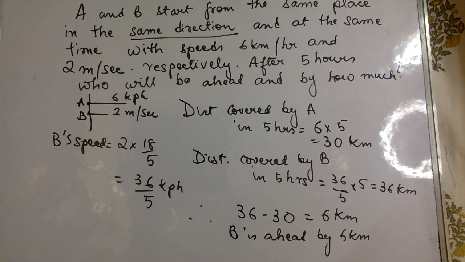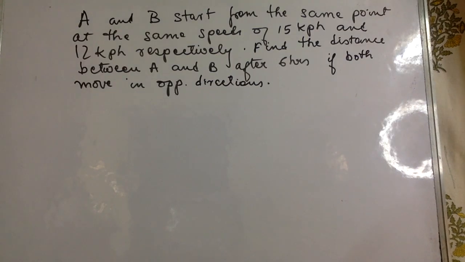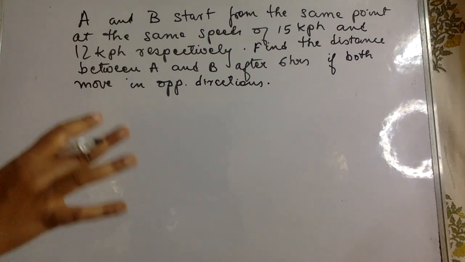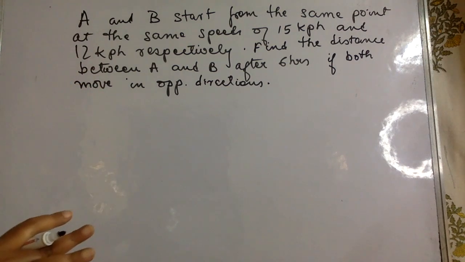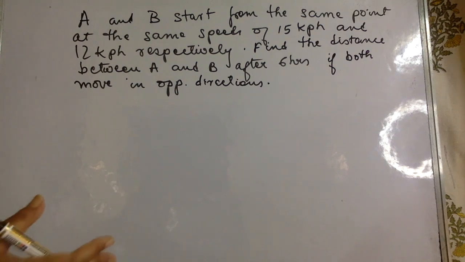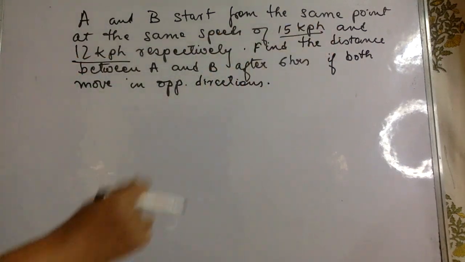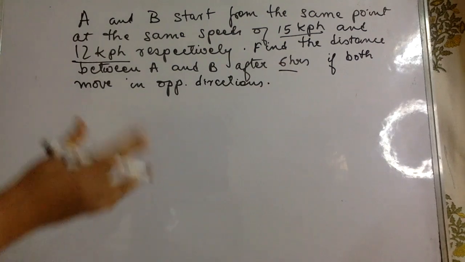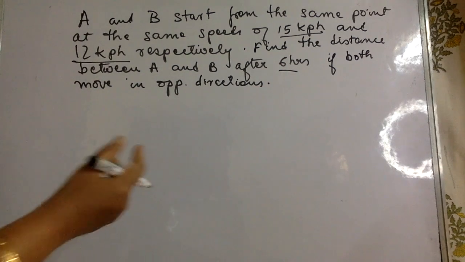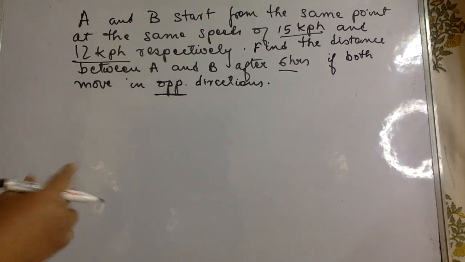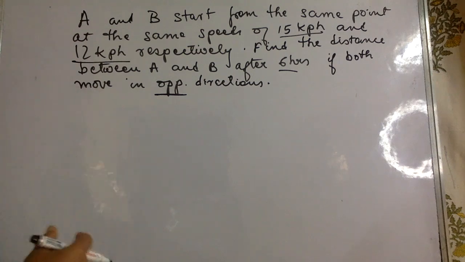Okay. A and B start from the same point at the speeds of 15 kph and 12 kph respectively. Find the distance between A and B after 6 hours if both moved in opposite directions. Now here is a different sum, but if you note, there is no problem with the units, they are in the same unit, and here also they have asked in hours. So this is actually simpler than the previous sum. The only difference between this sum and the previous sum is here. Yes, they are moving in opposite directions. Now what do they mean by opposite directions?